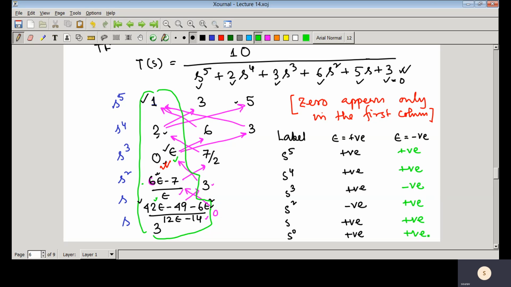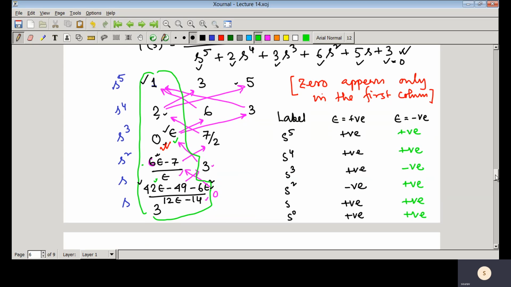and this is positive. So that means here we can see that in this first column we have a change of sign. We can see here no change, but here you have a change, and you can see here again you have a change.